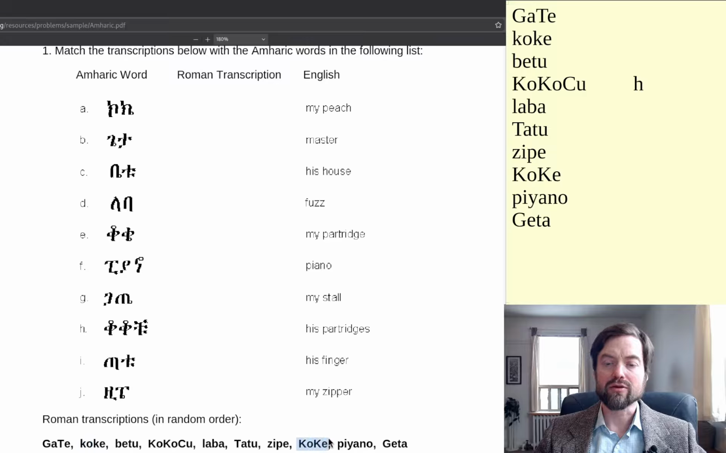We have another word that starts with that same symbol. So we can look for that here, and make sure there's only one, because we're not confused or misled by anything. There is only one, and that's E, my partridge. So there it is. This symbol is the same here. So we can bet if this is ko, this is ko. And that means that ko-K here is going to match with E.